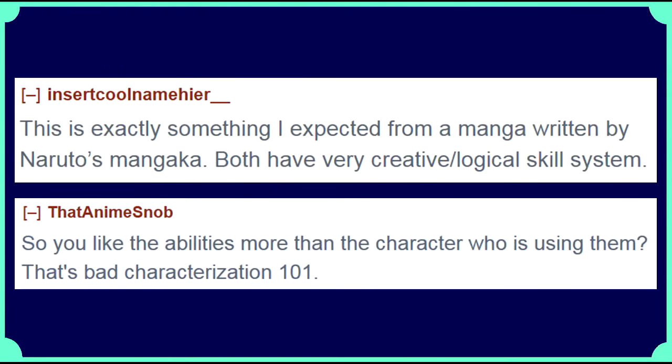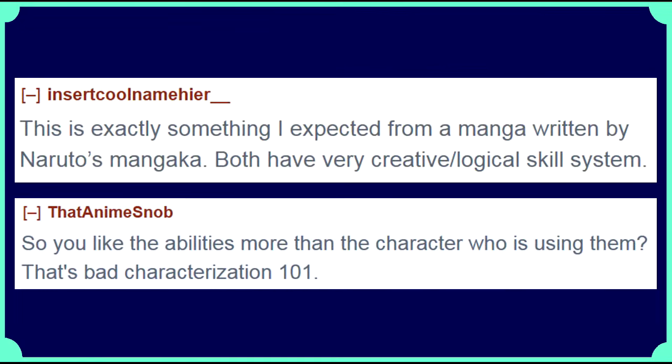And now for a reasonable comment from the only logical person left in this community. So you like the abilities more than the character who is using them? That's bad characterization 101. Bankais, goddammit. And the best part is how you're not gonna be able to see this comment if you go to that topic, because I am shadow banned from this subforum. We can't have negative opinions appearing on the Samurai 8 subforum. That's what modern anime fans are like. See some damn bankais.